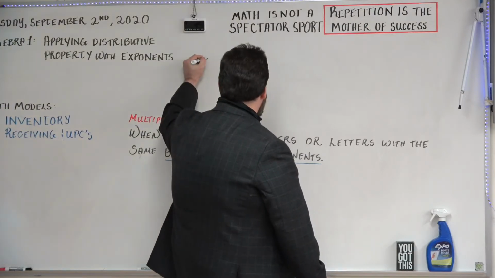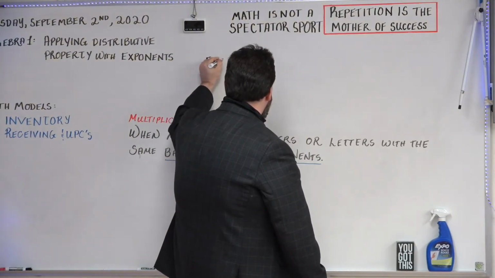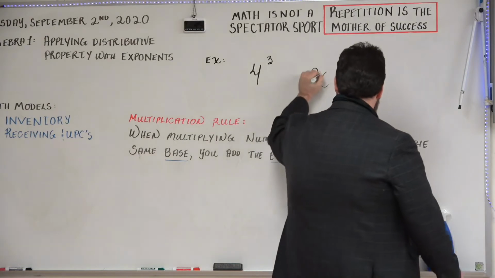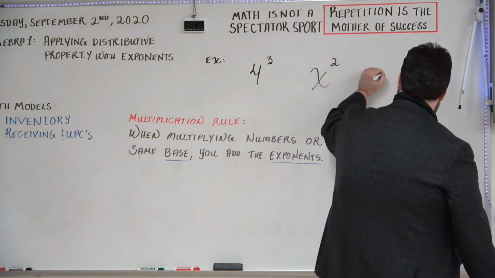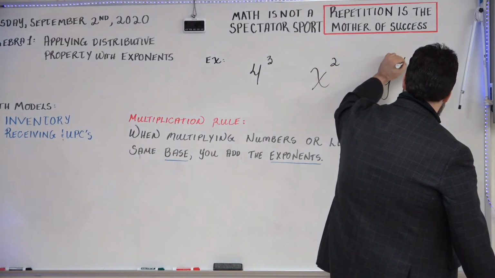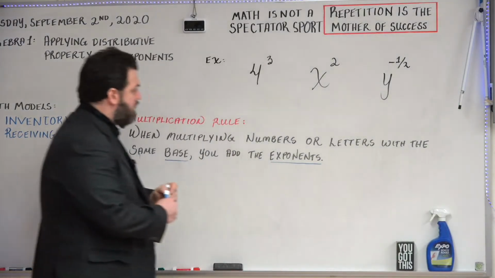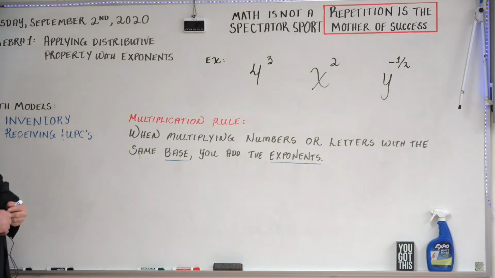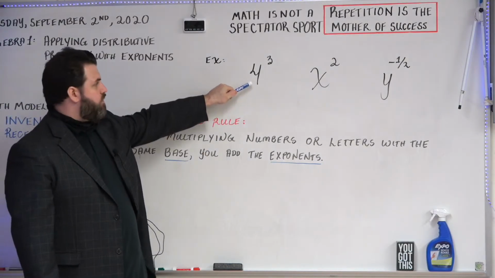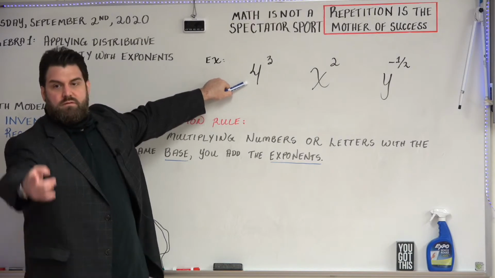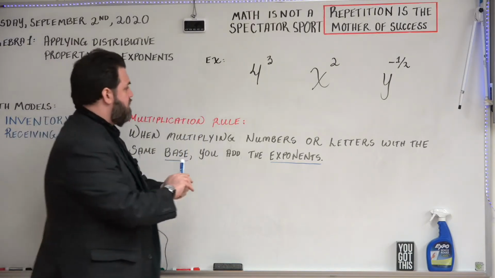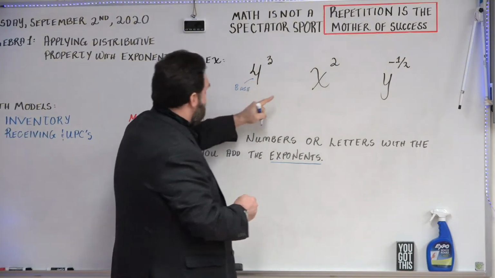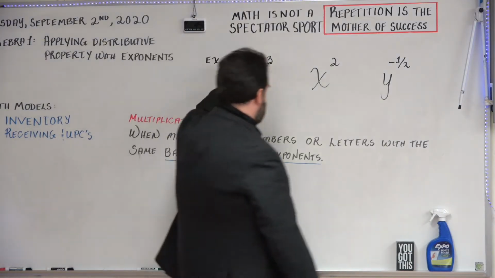So let me give some examples up here. We're going to label these. Just make a new line and write these down. Which one of these numbers is the base? I think it's 4. Correct. That's the base. So what is this number called? Exponent.